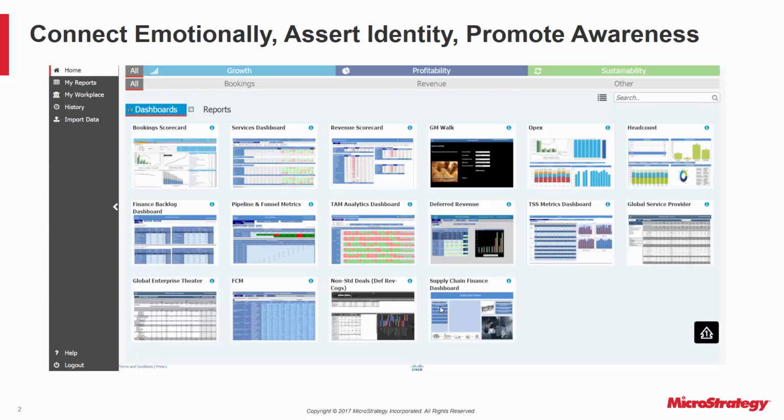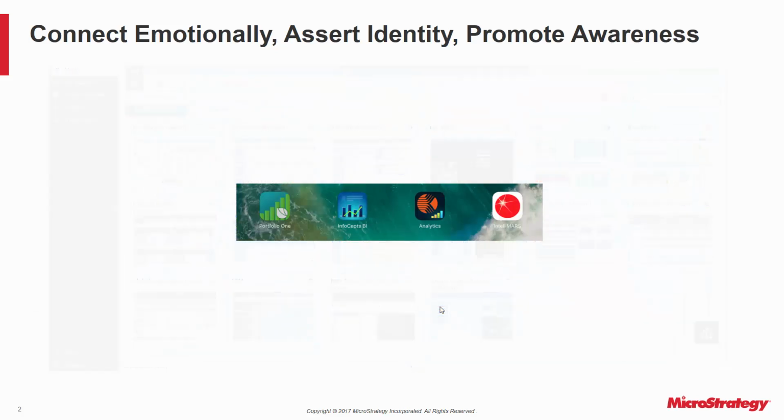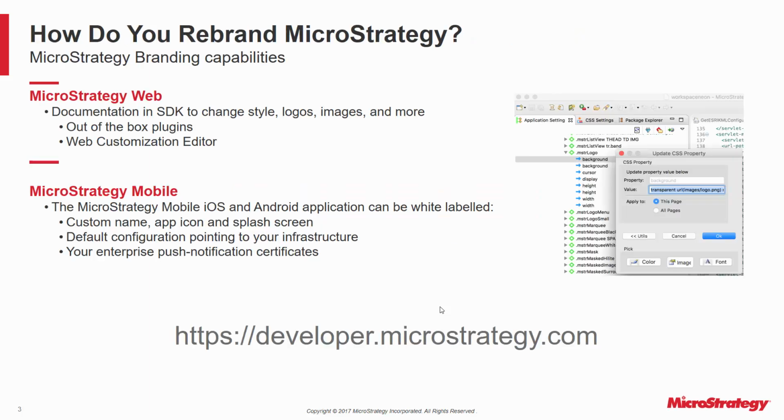The MicroStrategy mobile apps for Android and iOS can also be rebranded and posted to public or private app stores. All the information you need to rebrand MicroStrategy is available in the MicroStrategy SDK at developer.microstrategy.com. The MicroStrategy Web SDK contains documentation on how to change styles, logos, images, and more.